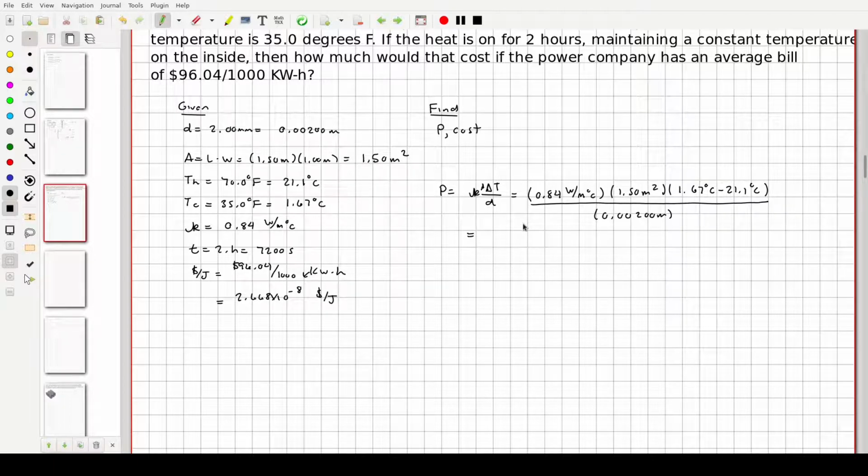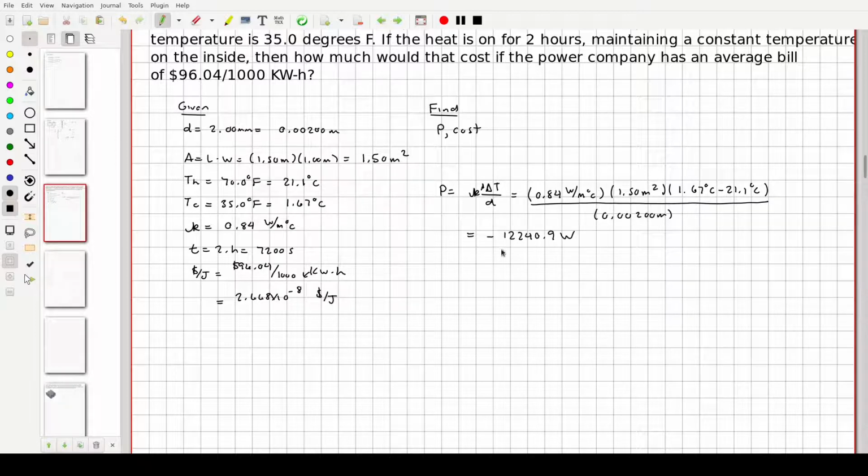So if you plug this in, it's 0.84 times 1.5 times 1.67 minus 21.1. Then I'm going to divide that by 0.00200. Okay, so I get here that you're losing about 12,240.9 watts. Okay? That's how many joules per second are exiting the room.